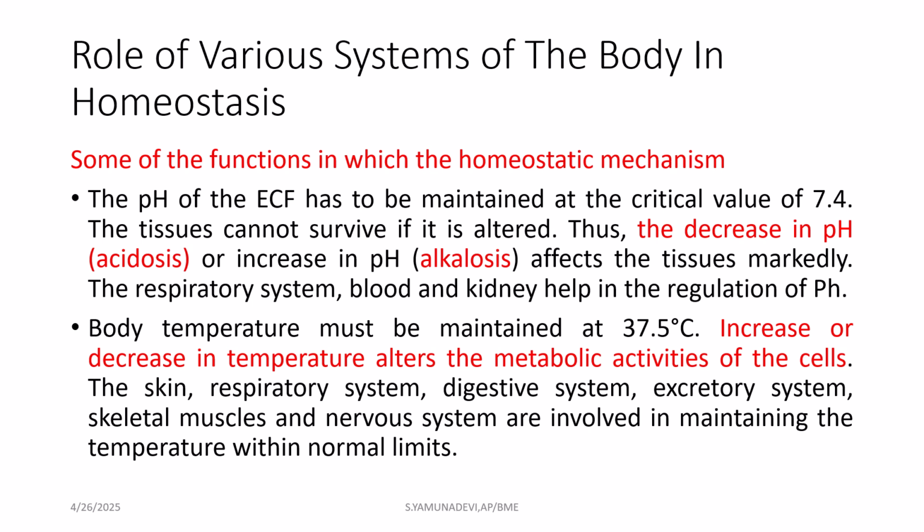Another example is body temperature. It is maintained at 37.5 degrees Celsius. If there is an increase or decrease in the temperature, it alters the metabolic activities of the cells. This is done by our various systems, that is the skin, the respiratory, digestive and excretory systems, skeletal muscles, and nervous system. These maintain the temperature within normal limits.